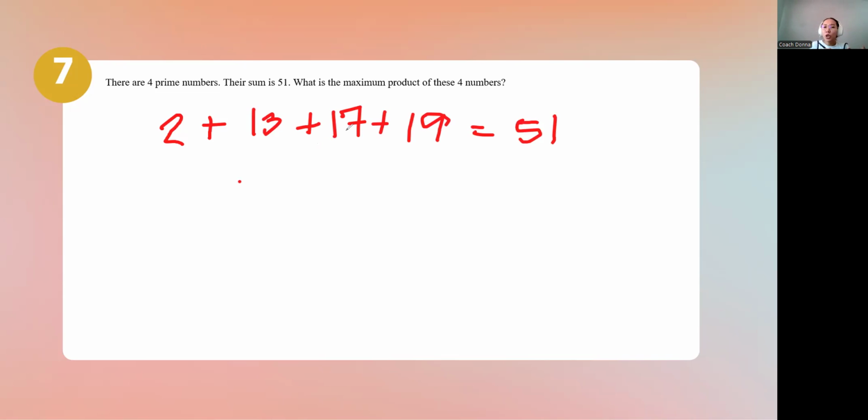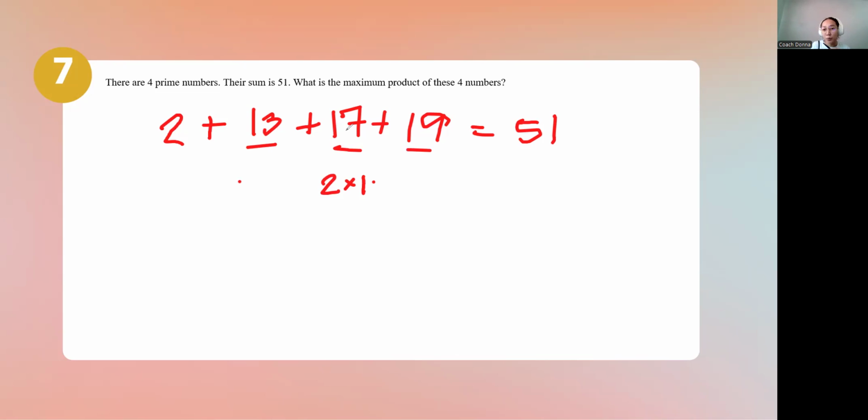Now, you want them to have the maximum product. Remember, when you want the maximum product, the numbers must be as close as possible. That's why we have 13, 17, and 19 right here. All right. So from there, you can have 2 times 13 times 17 times 19. That's equal to 8,398.